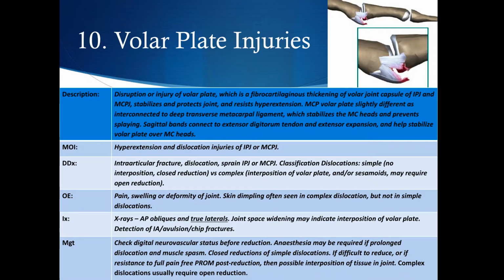Differential would include intra-articular fracture, dislocation, and sprains of the IP and MCP joints. There will be pain, swelling, and deformity of the joint. In complex dislocations, one will often see skin dimpling. In imaging, you should request true laterals as well as AP and obliques for detection of intra-articular avulsion or chip fractures. Joint space widening may indicate interposition of volar plate in the joint.